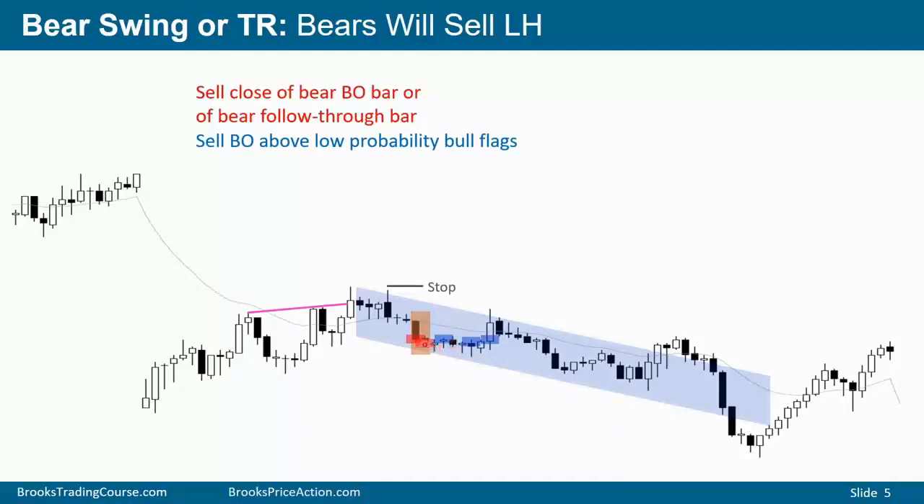Some bears, instead of selling that close, will sell above the high of this bar or above the high of any of these bars, betting that they are bad buy signals and that the market went always in short on the close of this bar. And all of these reversal attempts probably will result in a lower high and then lower prices.